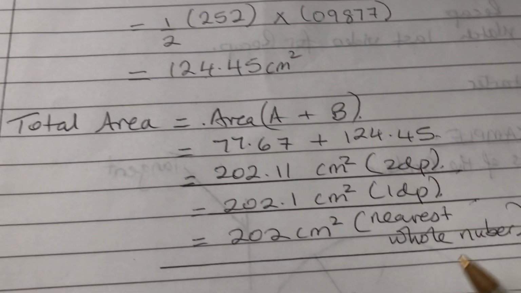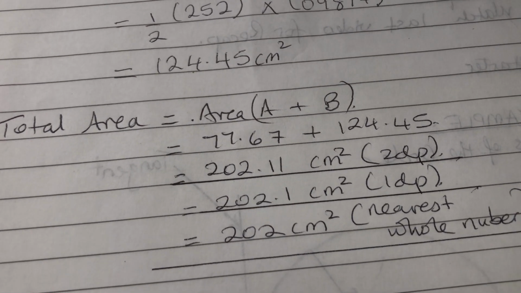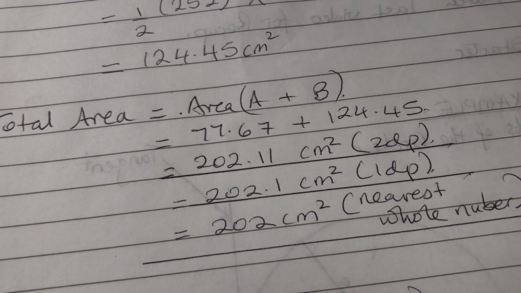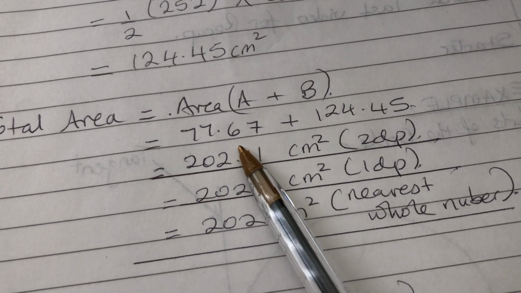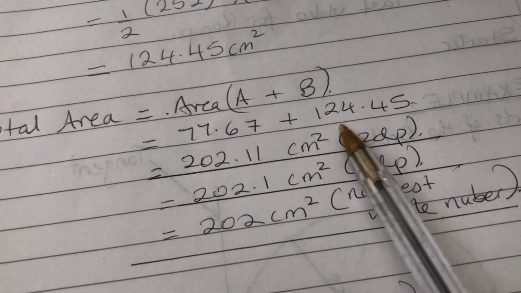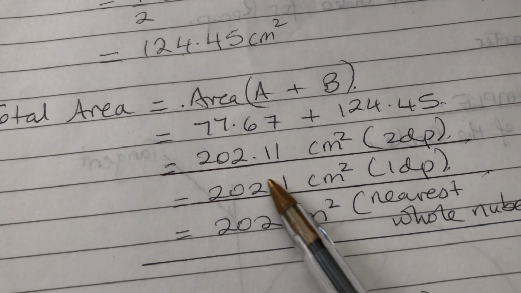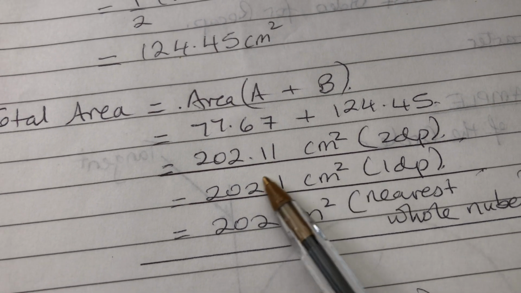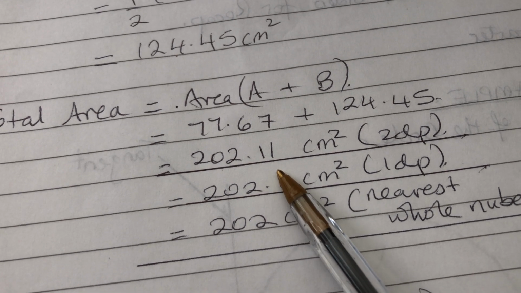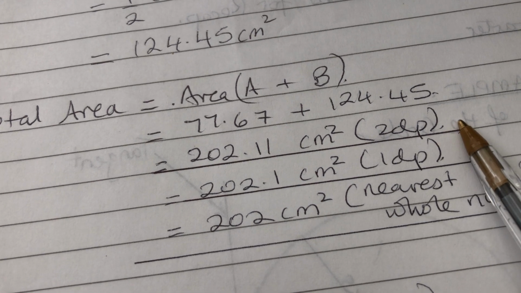So to find the area of the full shape, we need to add area A and area B. Area A is 77.67. Area B is 124.45. So you add them together, you get 202.11 centimeters squared to 2 decimal places.